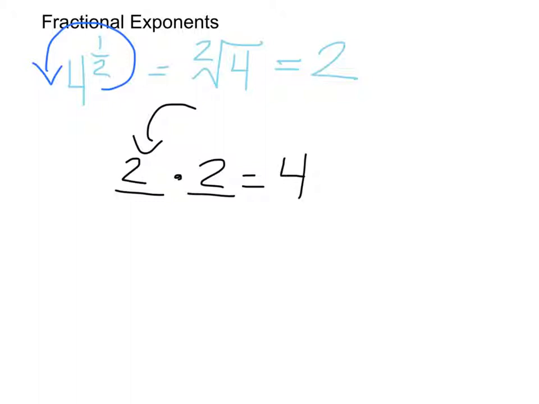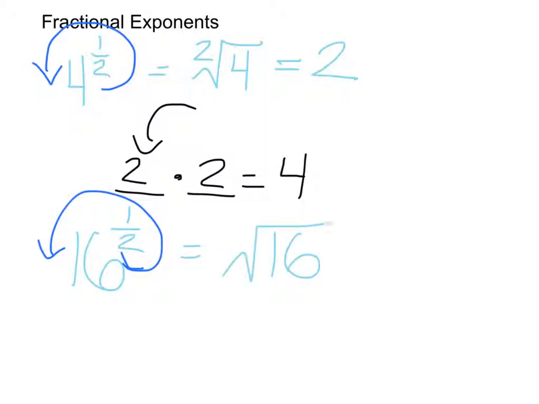Let's try another one. Let's think about 16 to the 1/2. Again, I'm going to bring this 2 out. That 2 is going to come to the outside. I'm going to write a square root sign. So it's going to be 16, radical sign, put in a 2, and that's going to be equal to 4. So really, all that I'm doing when I raise something to the 1/2 power is taking the square root of it.